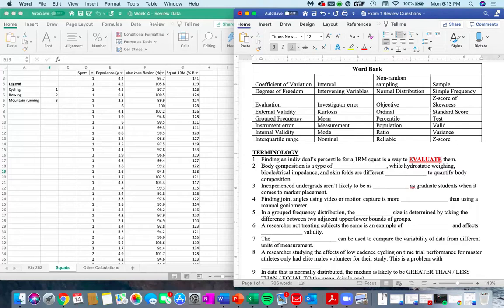Okay. This next one is: body composition is a type of blank, while hydrostatic weighing, bioelectrical impedance, and skin folds are different blank to quantify body composition.